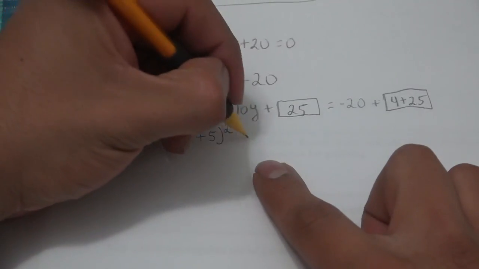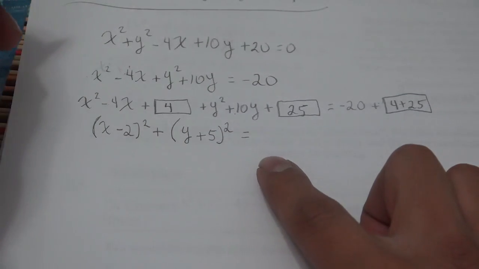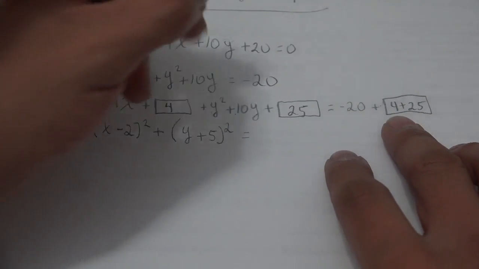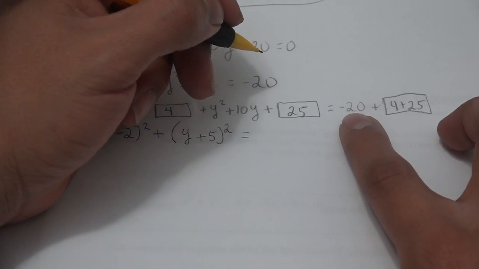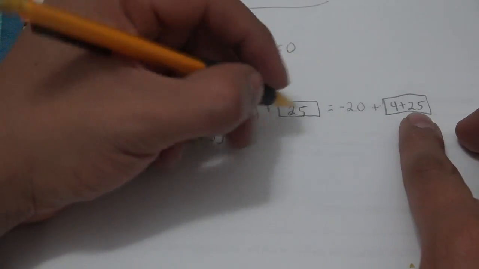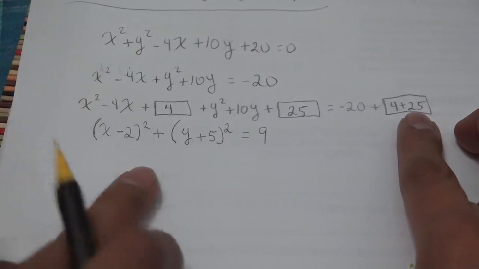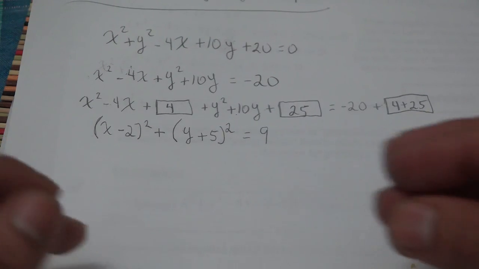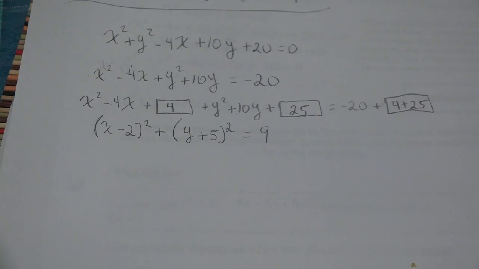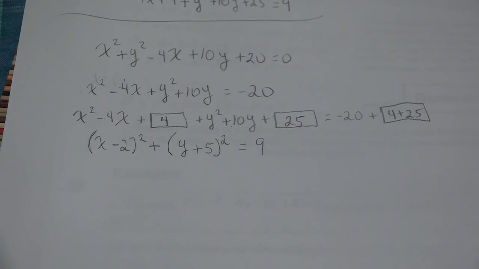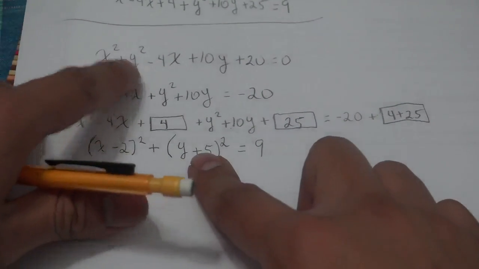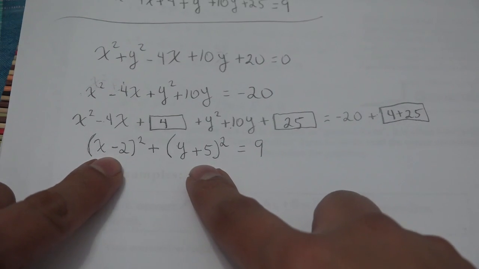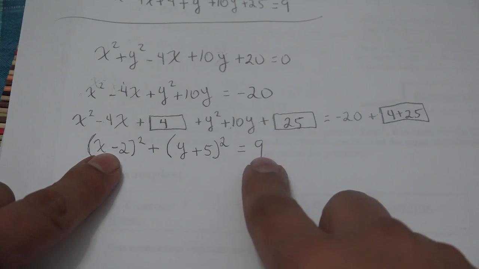Okay, equaling, negative 20 plus 29. That's 9. Oh, I got it. Nice. Okay, so that's how you go from general form to center radius form. Again, look, the center will be positive 2 comma negative 5, and the radius is 3.